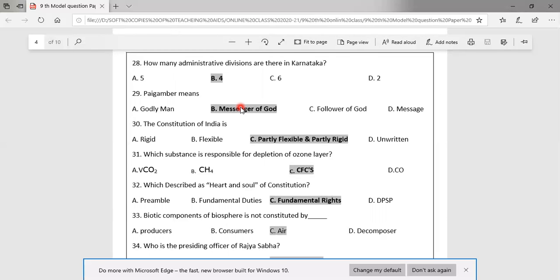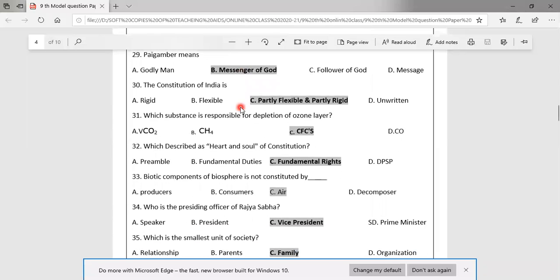29th question is, the Paigambar means dash. Option A, godly man. Option B, messenger of God. Option C, follower of God. Option D, message. Option B, messenger of God is the right answer.